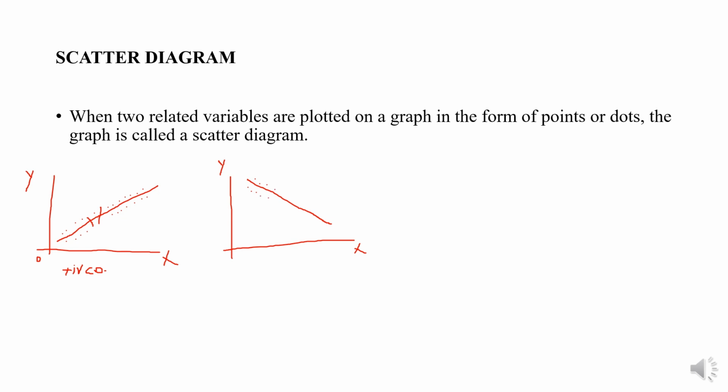On the other hand, in positive correlation, when the prices increase, the quantity also increases. So that one is about positive correlation, and the one we drew right now is about negative correlation.